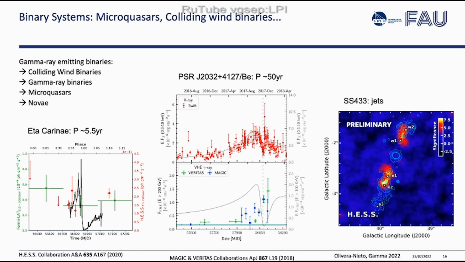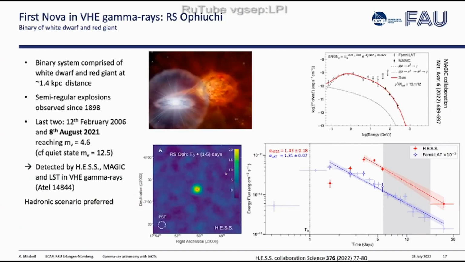Another type of binary system recently established in very high energy gamma rays is novae. And the first nova to be detected in very high energy gamma rays is RS Ophiuchi, which is a binary system comprised of a white dwarf and a red giant, at notionally 1.4 kiloparsecs, but there are arguments of why we might think it's located a bit further than that. Semi-regular explosions have been observed from this system since 1898, and the most recent two were in 2006 and on the 8th of August last year, so almost a year ago now, reaching a visual magnitude of 4.6, whereas in the quiet state it's just at 12.5.